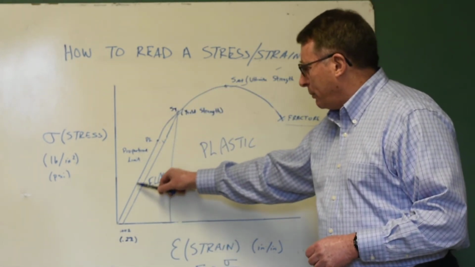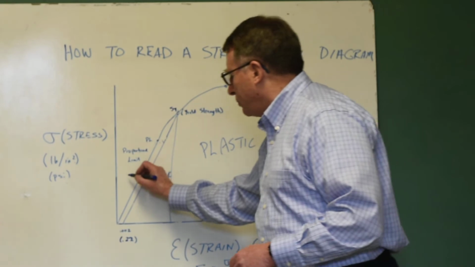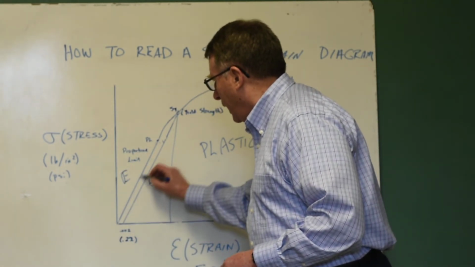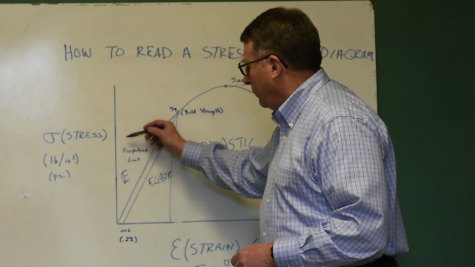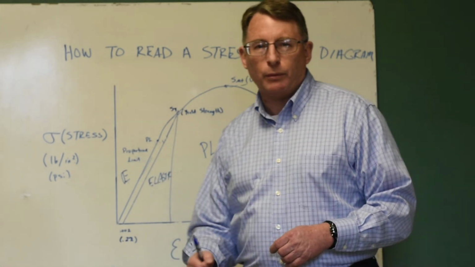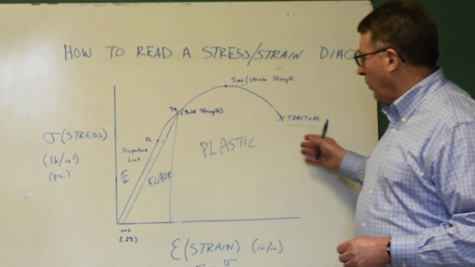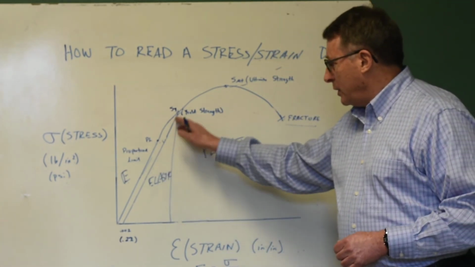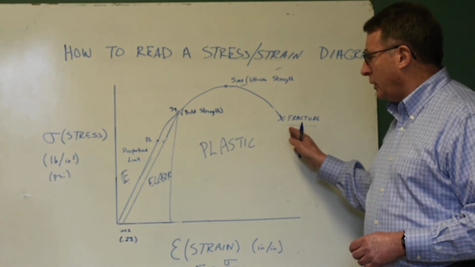Again, all the way up to the proportional limit, this is where Young's modulus, E, is valid. This is your slope between your stress and your strain. Rise over run, if you remember from your old algebra classes. And from this point on, it's permanent deformation.